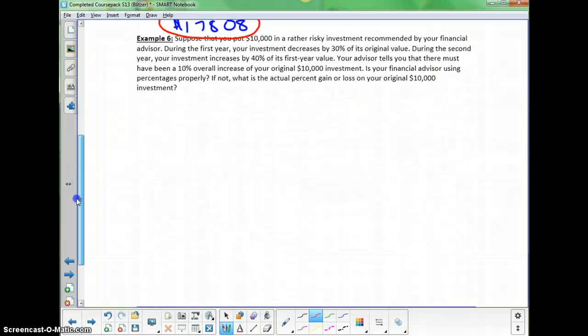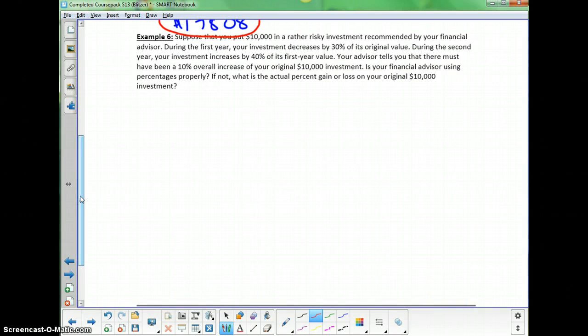Suppose that you put $10,000 in a rather risky investment recommended by your financial advisor. During the first year, your investment decreases by 30% of its original value. During the second year, it increases by 40%. Your advisor tells you that there must have been a 10% overall increase of your investment. Are they using percentages properly? Okay, if not, what's the actual percent gain or loss? All right, so let's figure out how this works.